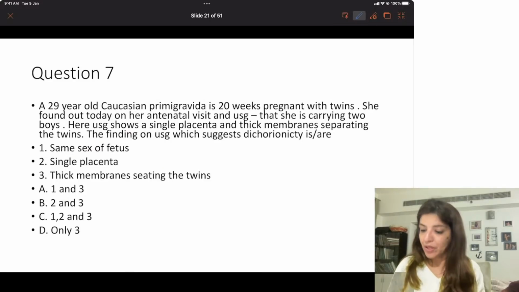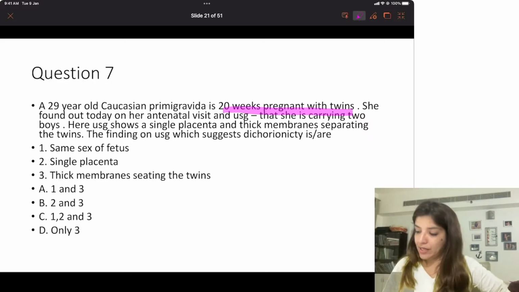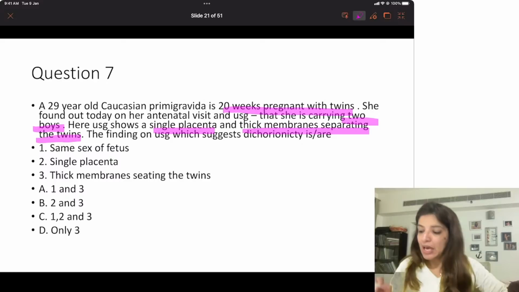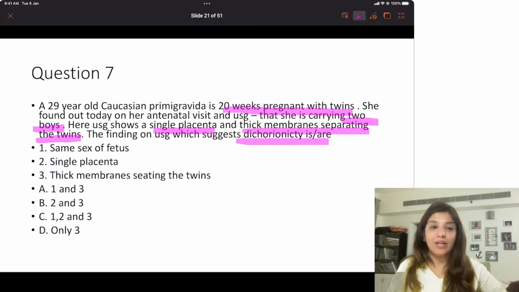Coming to question number 7. Question number 7 says, a 29-year-old Caucasian primigravida is 20 weeks pregnant with twins. She found out today on her antenatal visit and ultrasound that she's carrying 2 boys, 2 male babies. Her ultrasound shows a single placenta and thick membrane separating the twins. The finding on USG which suggests dichorionicity is or are?